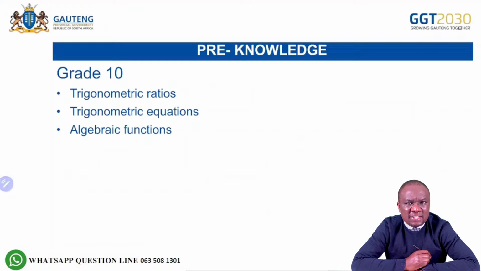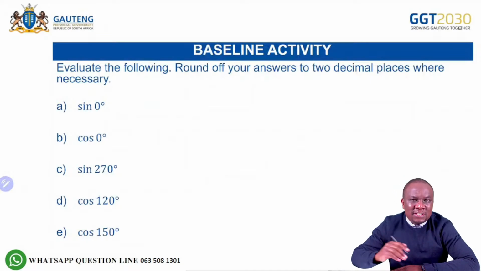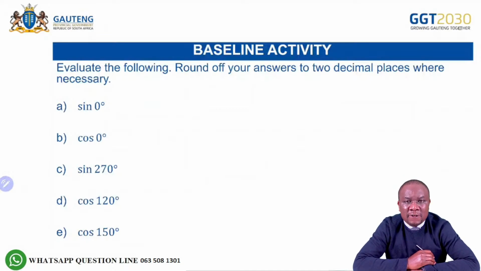Right, let's do our baseline activity. I want you to evaluate the following: sine 0, cos 0, sine 270 degrees, cos 120 degrees, cos 150 degrees, where you have to round off to 2 decimal places. Like throughout the lesson today, if there is rounding off, make sure that you round off to 2 decimal places. I'll give you 3 minutes to do this. Use your calculator.